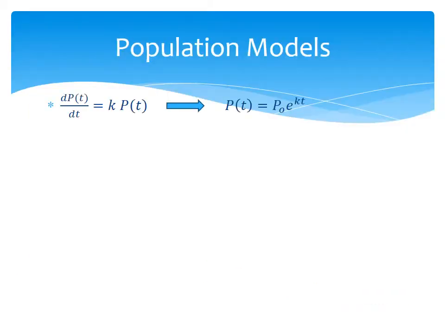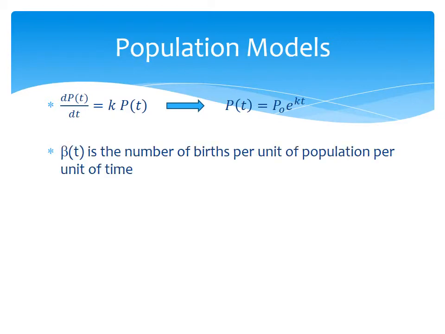Let's get started. So far we've talked about this type of population model, where we've got our differential equation is equal to k times some population. Now this produces an exponential growth model, and this works great if you have unlimited resources. But most of the time you don't have unlimited resources, so there's other models we're going to discuss.